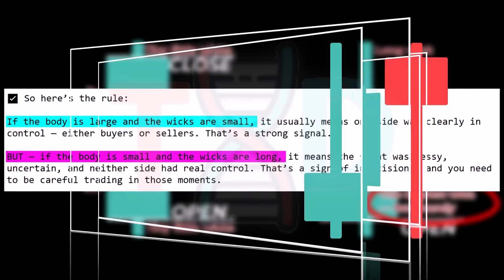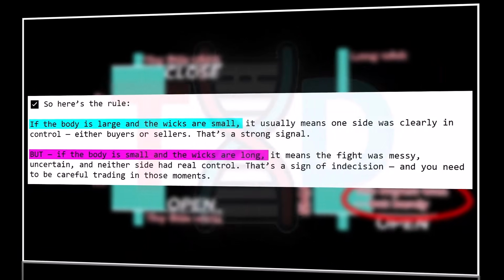Understanding the size of the candlestick body gives you an X-ray into the battle between buyers and sellers. And when you can read that battle clearly, you can start to predict what might happen next. And that's where the real power of candlestick trading begins.